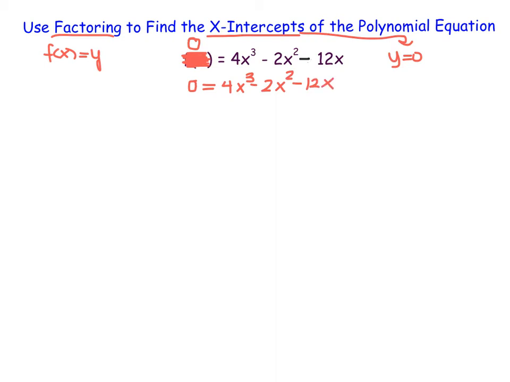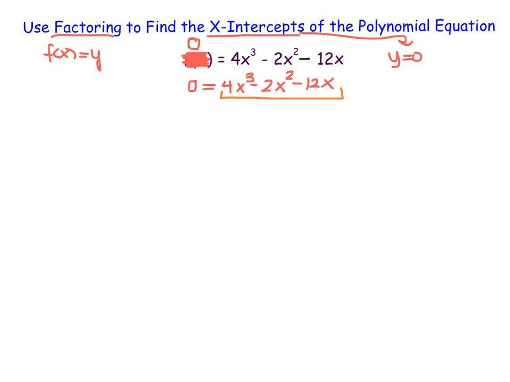Now, from looking at this, the only way to really solve a polynomial equation based on what we know right now is to utilize our factoring strategy. So what we're going to do is factor this entire right side of the equation, and then we're going to use what's called the zero product property to solve this equation.